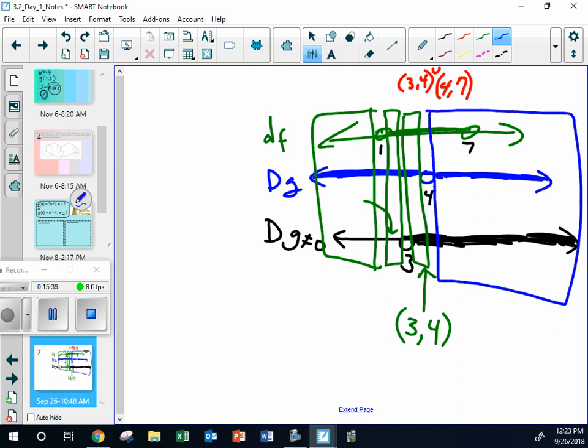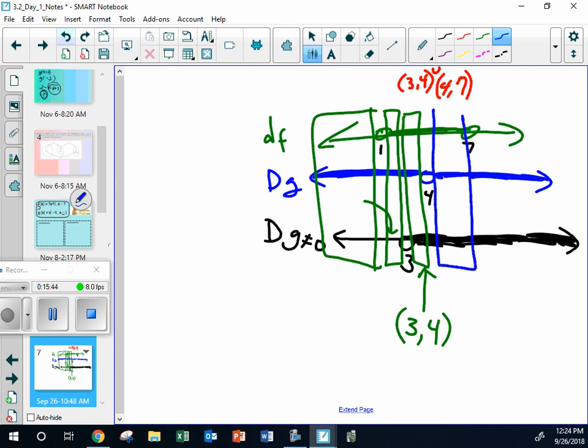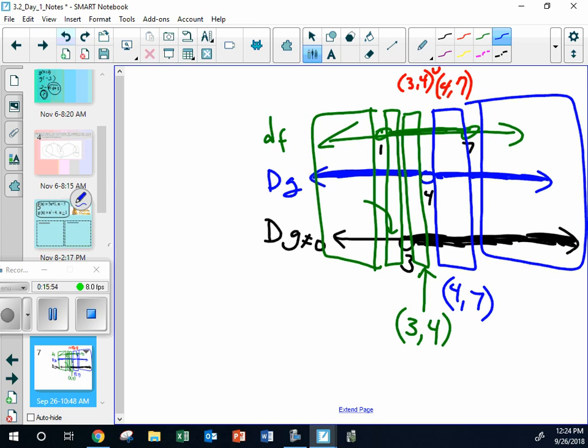Nope. How about from 4 to 7? 4 to 7 does work. Does 4 or 7 work? Nope. And then last but not least, 7 to infinity, right? No, because the top one's not shaded, so that doesn't work either. So it's just these two, and you'd put a little union sign in between them. 3 comma 4 union 4 comma 7.